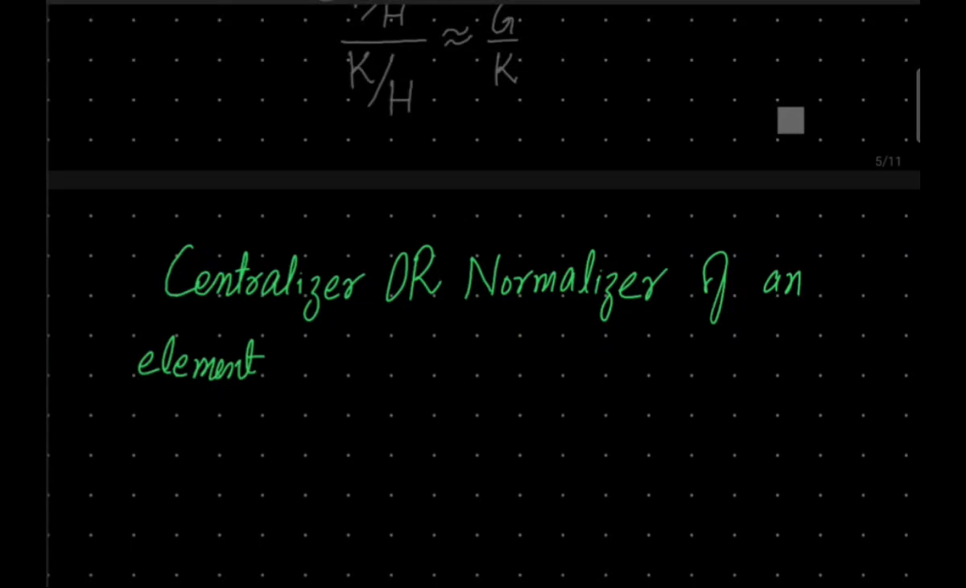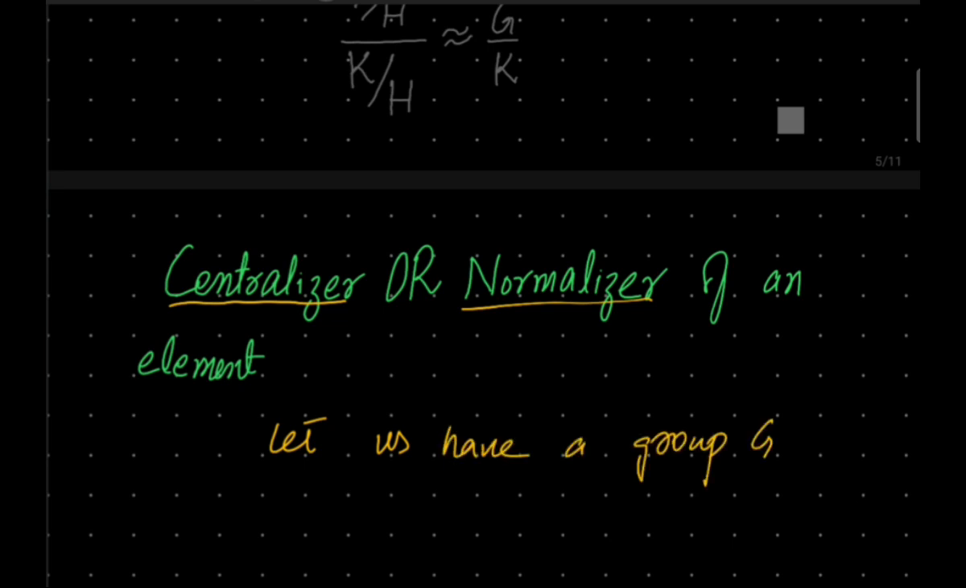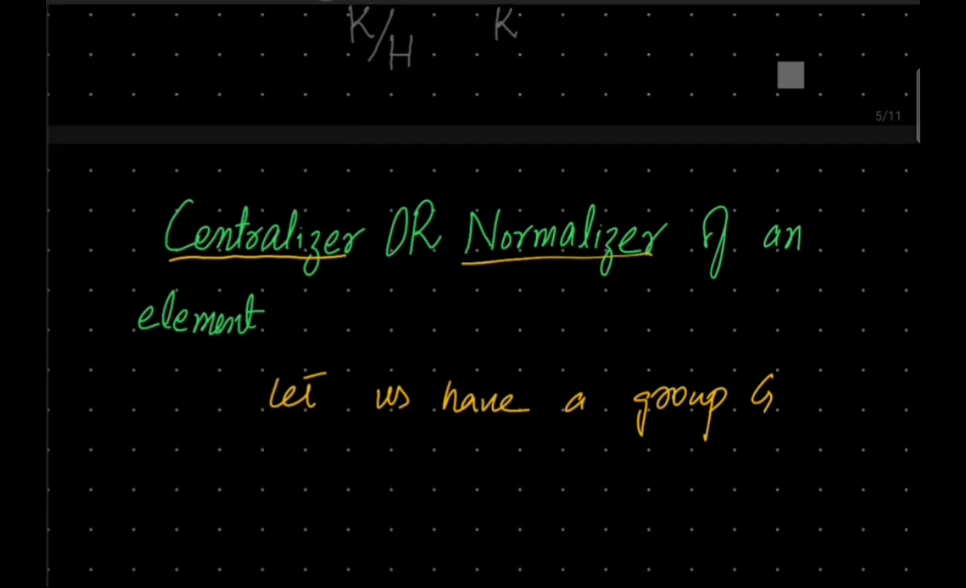In this video, we will talk about a very important topic. This topic is mostly related to non-abelian groups. So the topic is centralizer or normalizer of an element. Let us have a group G. This group G is preferably non-abelian because for an abelian group, these things are not important for us. And we are going to talk about the centralizer or normalizer of an element of a group G.